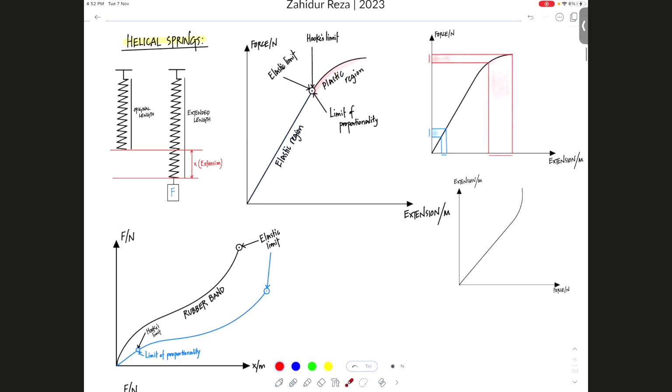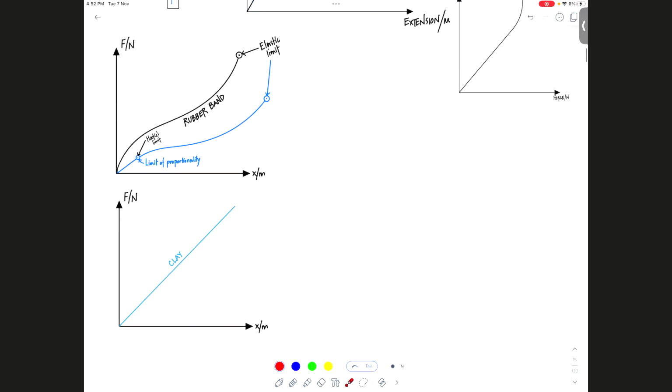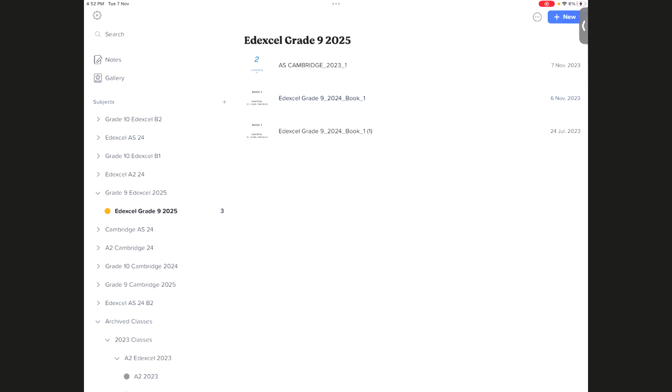Our definitions are done. Is there anything else that I need to show you guys? No. Okay. So that's the first part of our topic done: the graph analysis of springs.